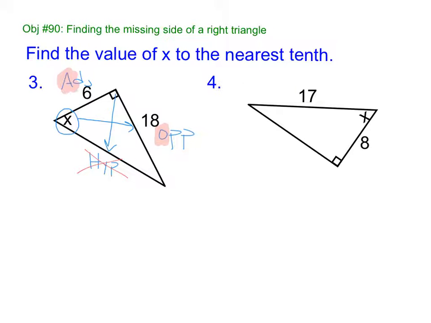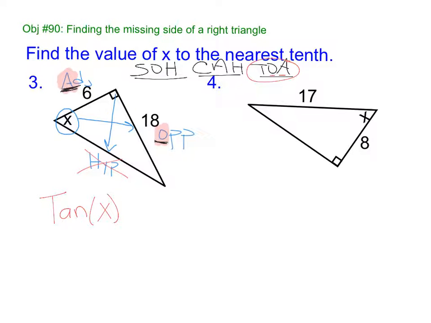So if I have TOA, which of the three involves the A and the O? The A and the O is tangent, right? TOA, O, and A. So that tells me I'm going to use tangent. Tan of x equals opposite over adjacent, 18 over 6.